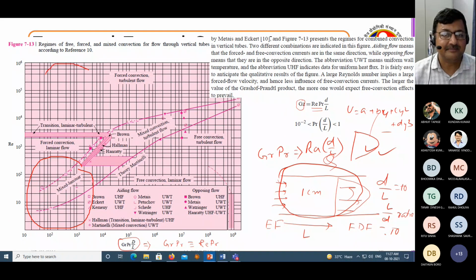Whereas what will be this zone? Reynolds number is very high, but Rayleigh number is very low. So we can say turbulent in this, turbulent in case of forced convection, not because of the free convection, because Reynolds number is very high in this case. Now, if I go into this domain, Reynolds number is low, but Rayleigh number is very high.